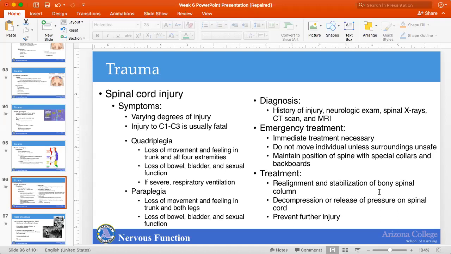Treatment will be realignment and stabilization of the bony spinal column, decompression or release of pressure on the spinal cord, and then preventing further injury.